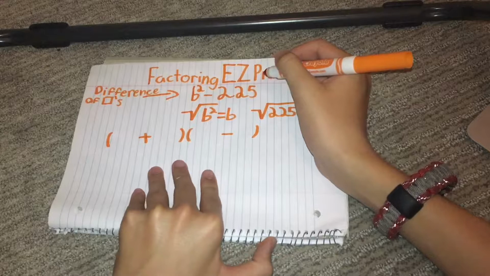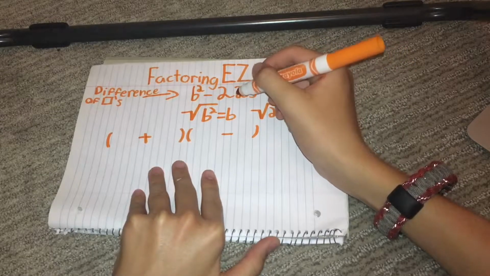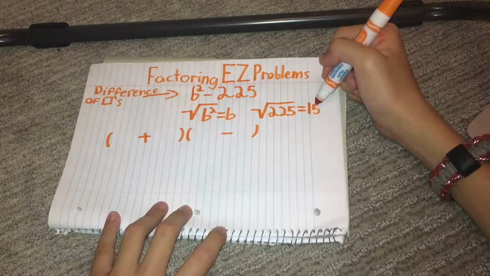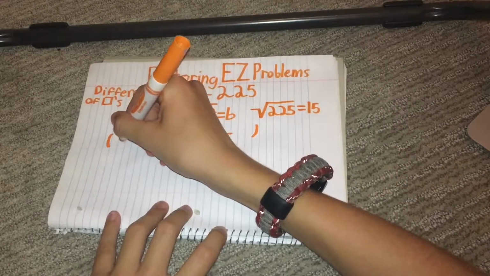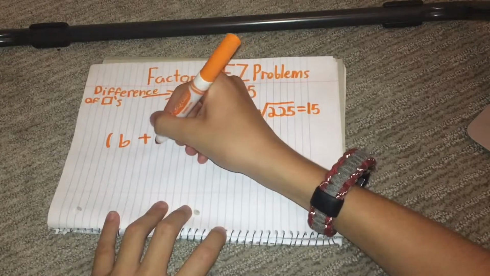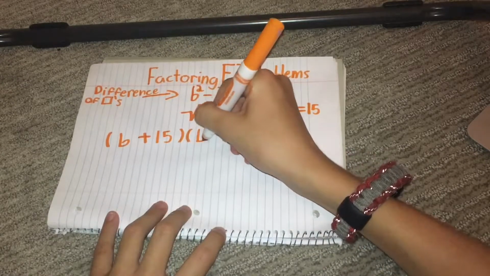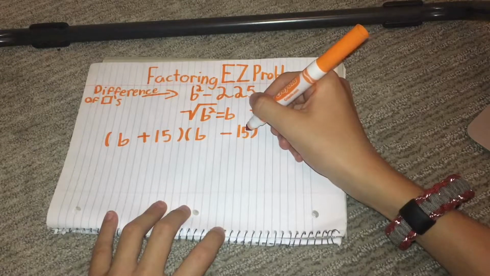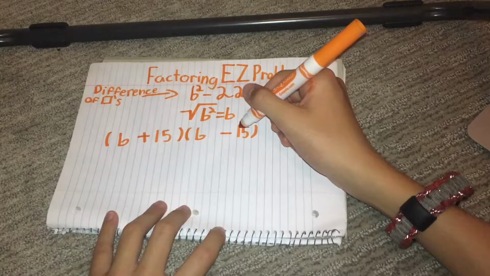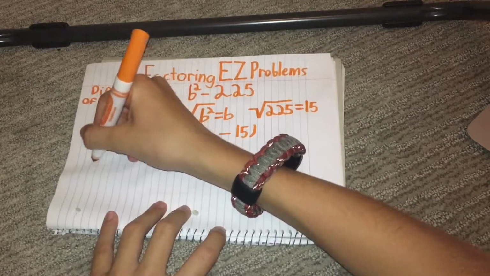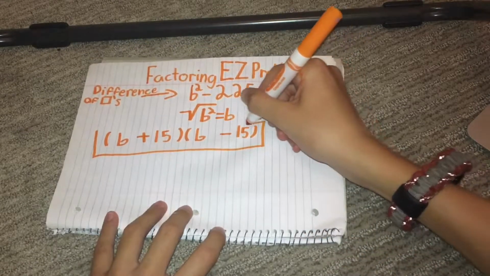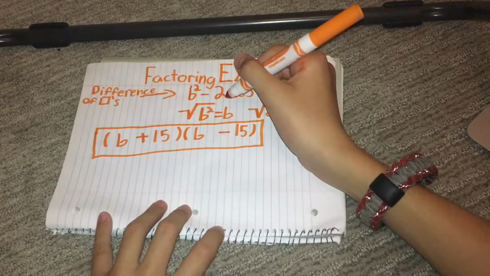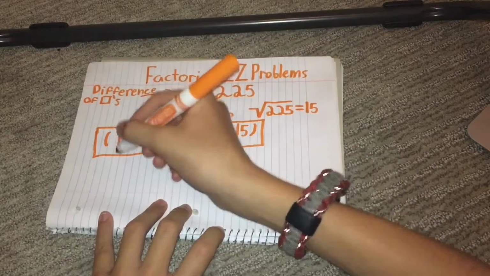And you want to put the values, b and 15, like this. And make sure you do it the same way in both of them. And this is how you factor the easy problem. And if you want to check your work, all you have to do is multiply it back together, like this.